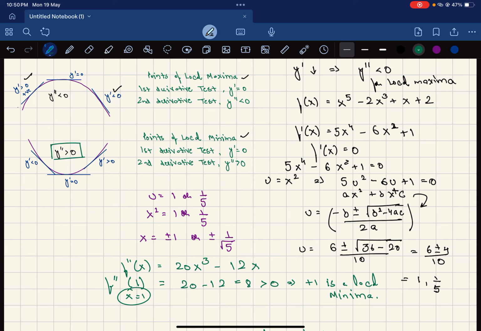Similarly, we can check for all the other points. So just checking it for minus 1 as well, let us say. Minus 1 cube is minus 1, which becomes minus 20.